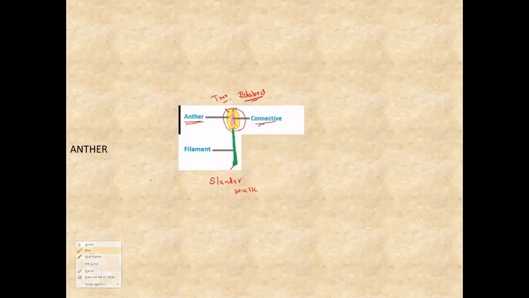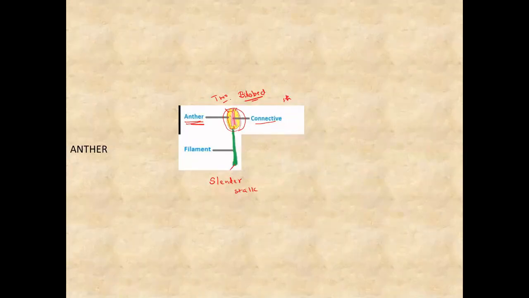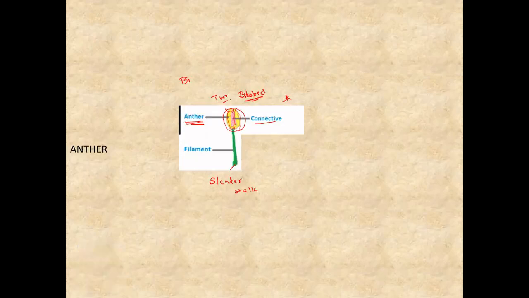Clear? So the slender stalk has a swollen region at the top, and the swollen region is known as anther. The anther is a bilobed one. It has two lobes, so 1 and 2. Each lobe in turn has two theca. That is, this one lobe has two theca, and this one lobe has two theca. So we call it dithecous. It is a bilobed and dithecous structure. This longitudinal groove connecting lengthwise is the connective.